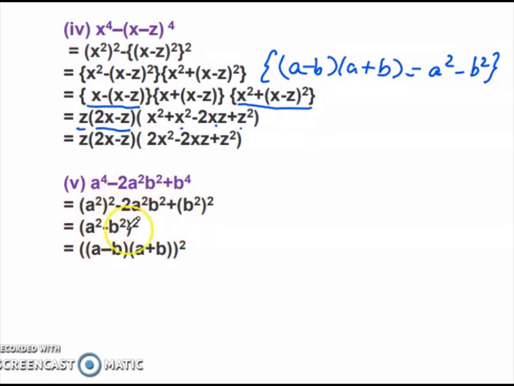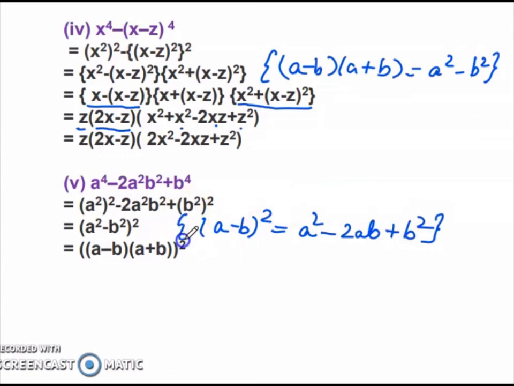So I have written this by using the identity a minus b the whole square is equal to a square minus 2ab plus b square. So by using this identity, I have written this as a square minus b square the whole square. Now a square minus b square can be further simplified as a minus b into a plus b the whole square. So it is having four factors, a minus b 2 times and a plus b 2 times.